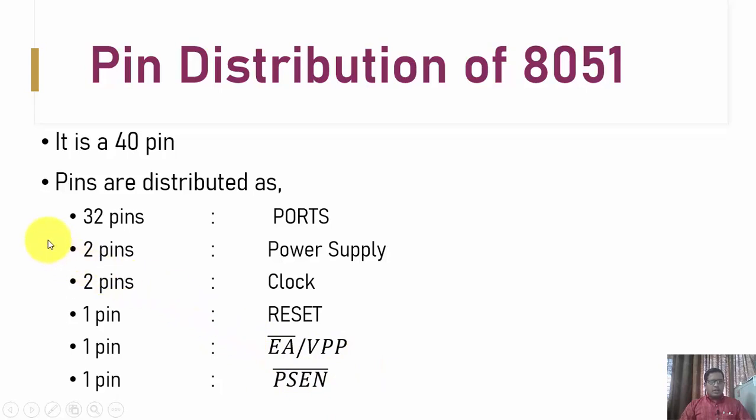So in this video lecture we are going to discuss the pins associated with power supply, the pins used to fulfill the clock requirement, the pin used for the reset operation, and the pins dealing with some external memory related activities.